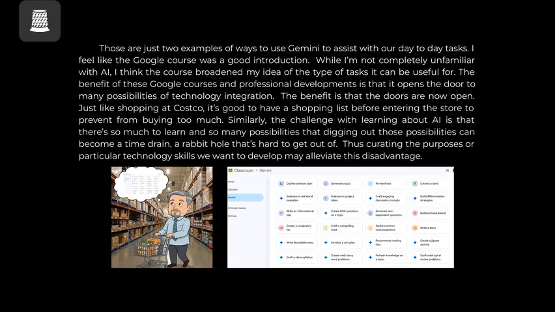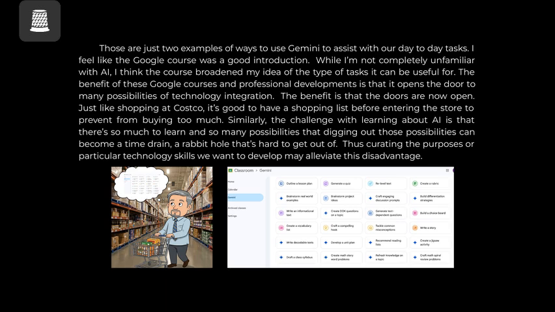Those are just two examples of ways to use Gemini to assist with our day-to-day tasks. I feel like the Google course was a good introduction. While I'm not completely unfamiliar with it, I think the course broadened my idea of the type of tasks that it can be useful for. The benefit of these Google courses and professional developments is that they open the door to many possibilities of technology integration. The benefit is that the doors are now open.